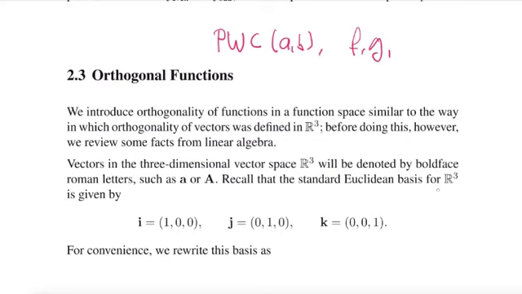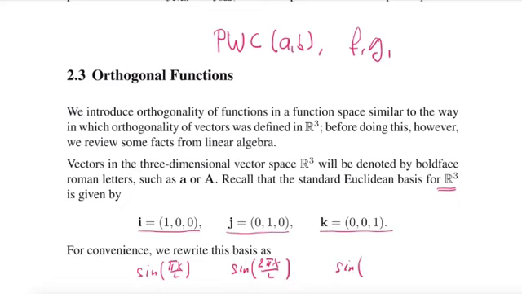So for example, if we take the Euclidean space R3, then we can have basis vectors given by i, which is (1, 0, 0), j, which is (0, 1, 0), and k, which is (0, 0, 1). To give you already a taste of what's coming, the i will be something like sine of pi x divided by L. The j will maybe be something like sine of 2 pi x divided by L. The k could then be sine of 3 pi x divided by L. But of course you will not stop. In this sine series, you can then get 4 pi x over L, 5, 6, 7, etc. This goes to infinity.